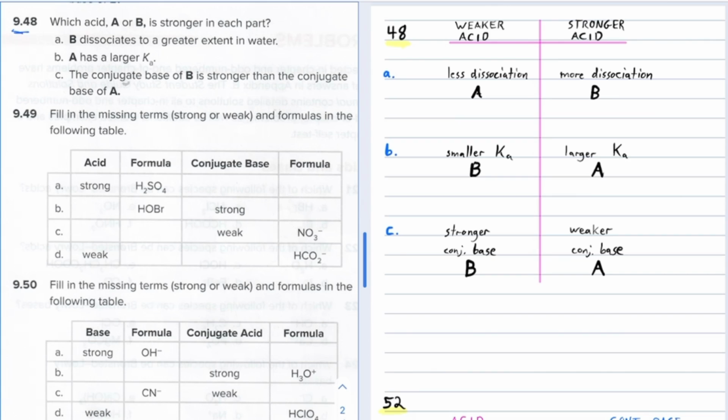Number 48. Which acid, A or B, is stronger in each part?